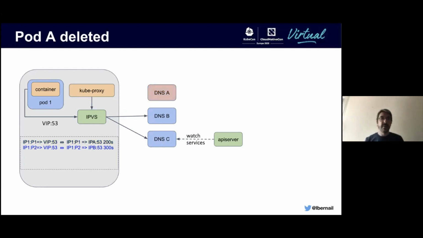So imagine now that pod A is deleted because you're starting a rolling update, for instance, or you're just reducing the size of your deployments. Well, any new query is now going to be routed to a new pod, right? So this is my second example here, where the second query is sent to pod B. So everything looks good, right?